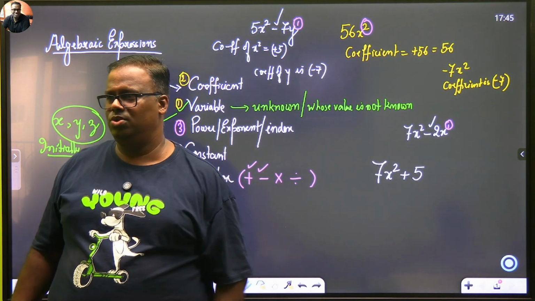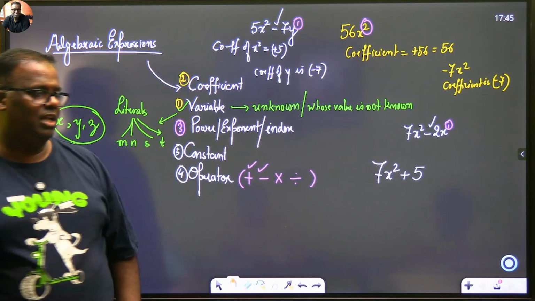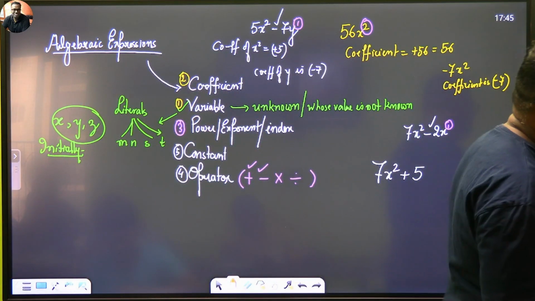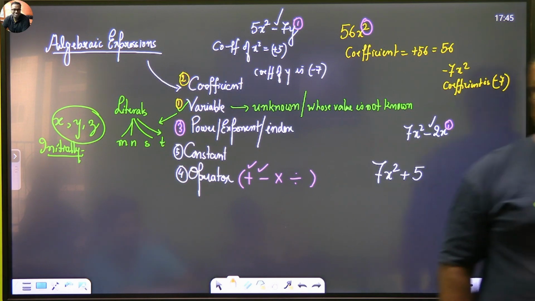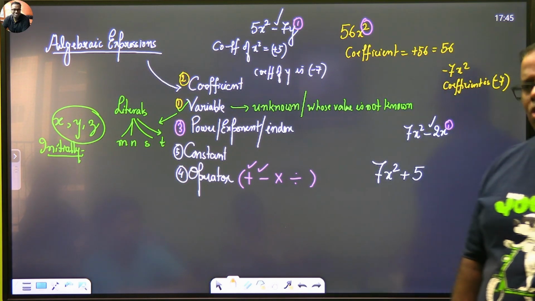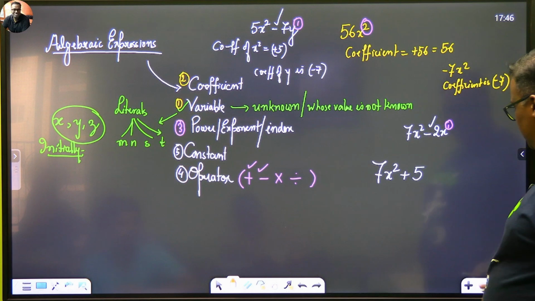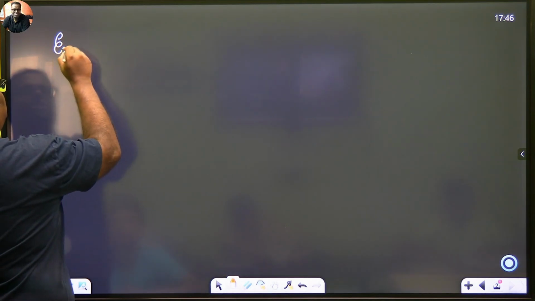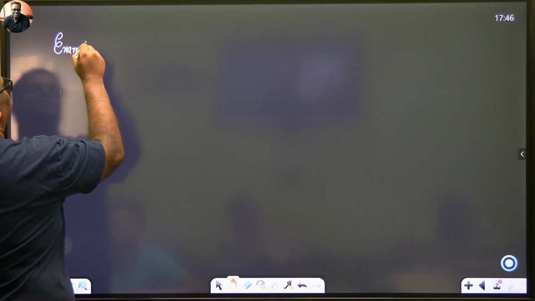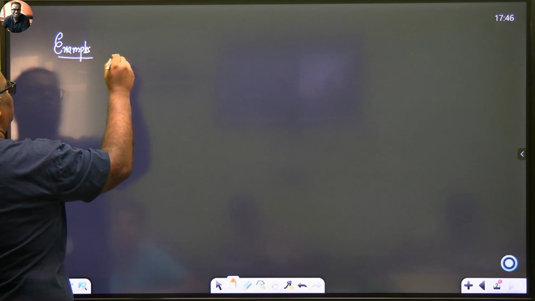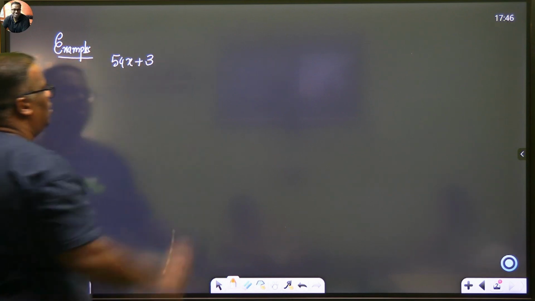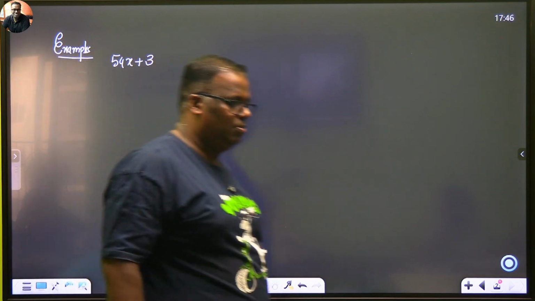Is this understood at this level? Do you now understand like what is a coefficient, what is a variable, what is a power, what is a constant, and what do you mean by an operator? Based on this knowledge, let us try and test ourselves for some examples. Okay, let's take some examples and try to understand. Okay, let's say we have 54x plus 3. What all do you see out here? Can you tell me?